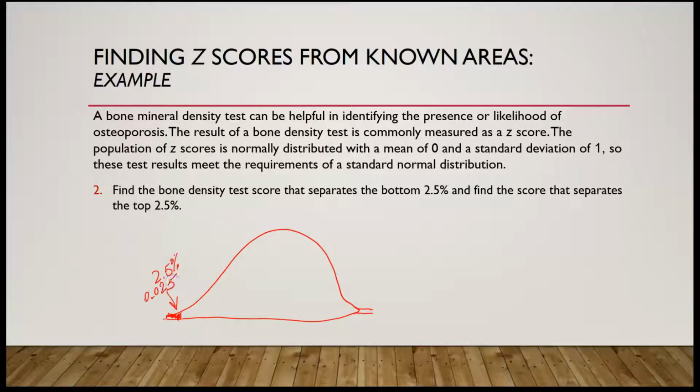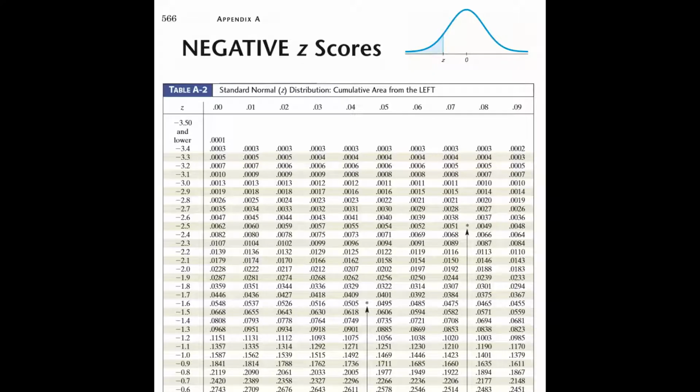0.025 as a decimal, and the top 2.5% will be a small area on the right of the diagram. To find the z-score that separates the bottom 2.5%, we can look in Table A2, or we can use StatCrunch. Because the area is less than 50% or 0.5, we'll be looking at negative z-scores. When using Table A2 to find a z-score located to the left, we search the body of the table for an area of 0.025.